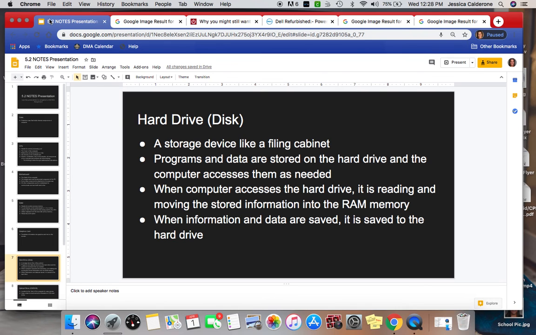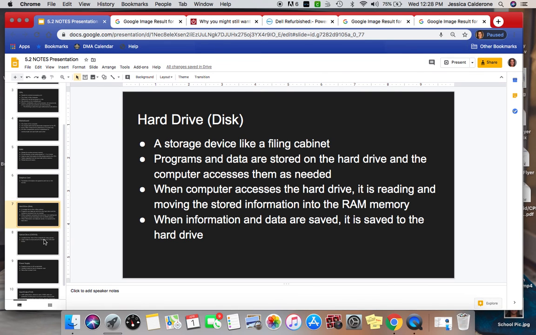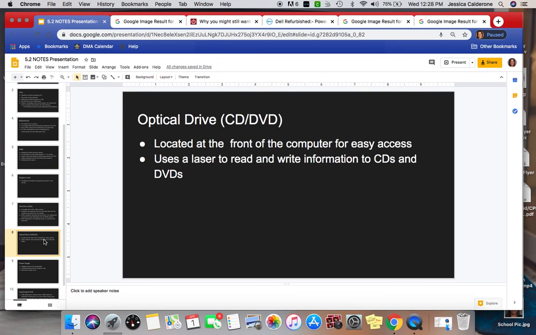Okay, so going back, now we are going to look at the optical drive. Okay, so the optical drive is the CD or DVD drive. You should all know what this looks like. 2 bullet points there to type down. Pause the video, type down those bullet points.